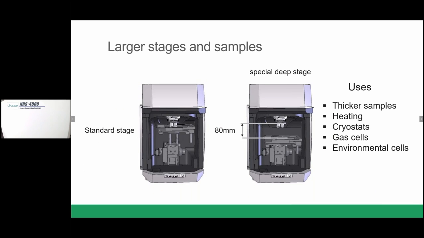So these are the larger stages and samples, and this is what I mentioned in the previous slide. This is the 80 millimeter stage. This space enables us to introduce a heating stage, cryostats, or environmental cells, or even for tall samples, we can use the deep stage that has a separation of 80 millimeters.